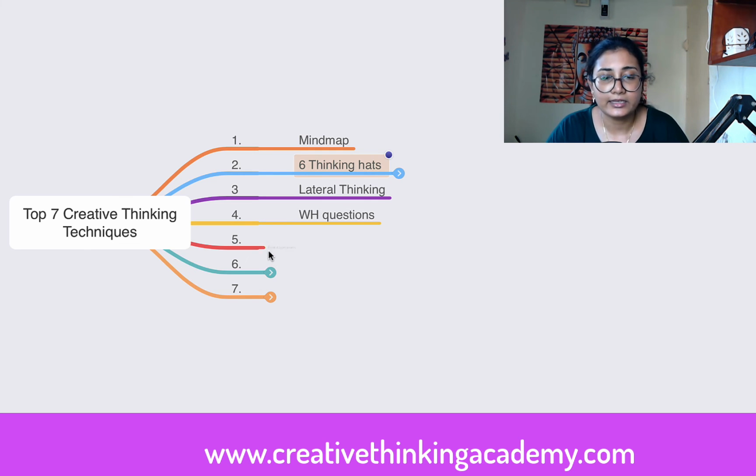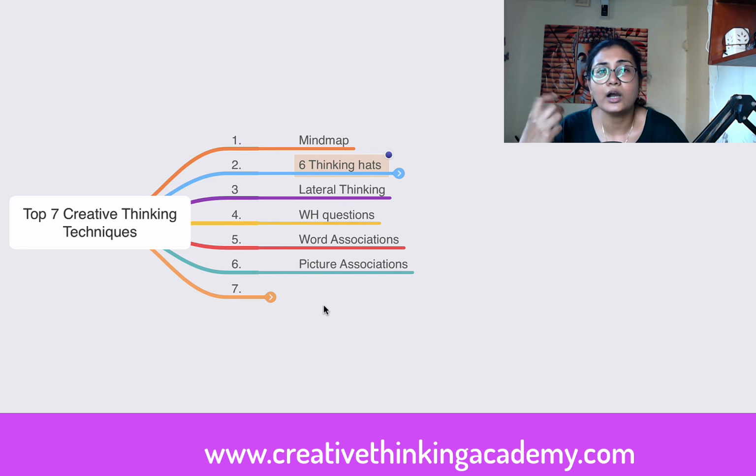The next technique, I would say, is word association. Just try to associate your problem with some word. It is a very helpful technique by applying which many people solve problems creatively. The next is picture association. How can you associate a problem with a picture? If you can think of that problem in terms of a picture, I think there is something there.